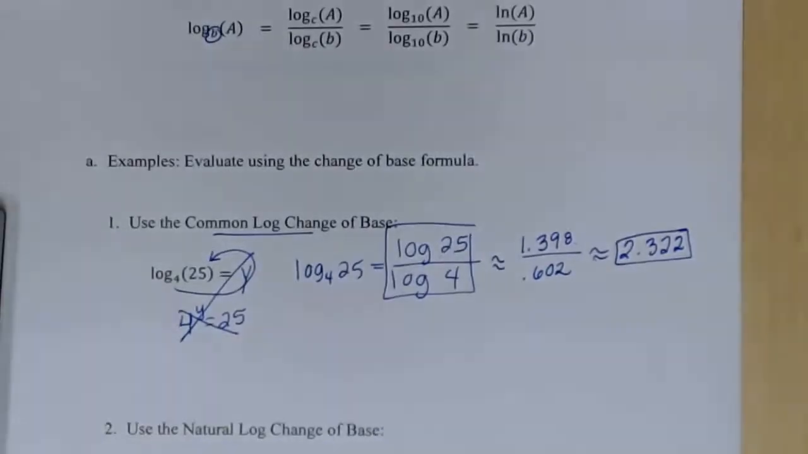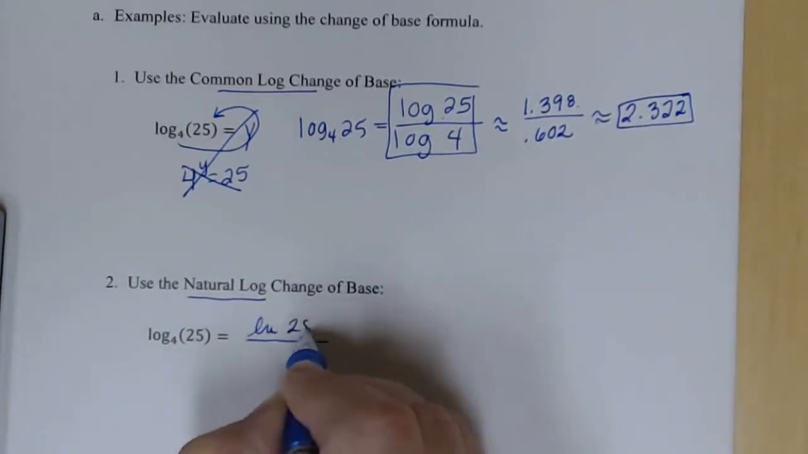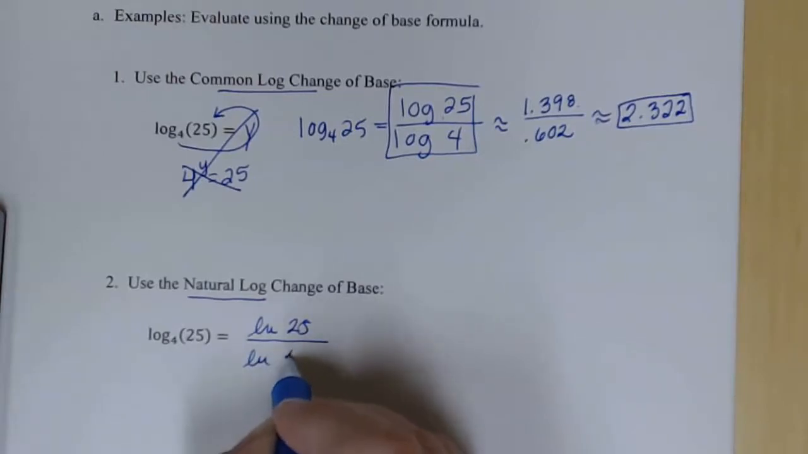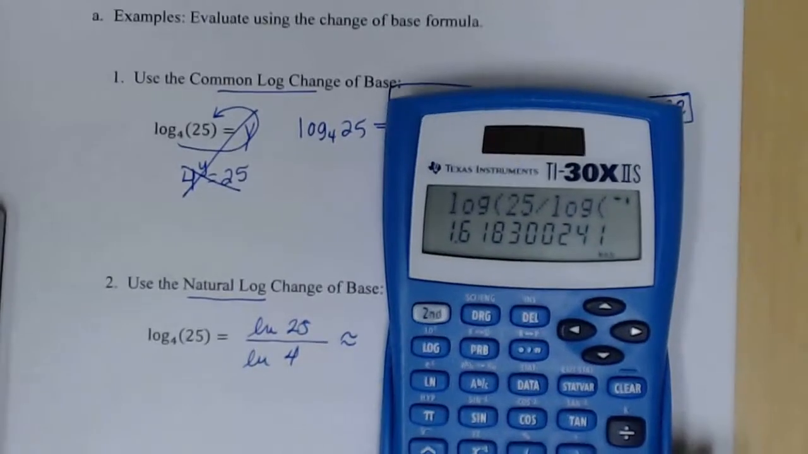Now let's do this again. Number 2, use the natural log change of base. So now I want to show you how it works with natural log. Say you like that button better. I'm going to set up a fraction here. I'm going to do ln of 25. You see again, it's higher up than the 4, so it's going to be higher up than the 4 over ln of 4.